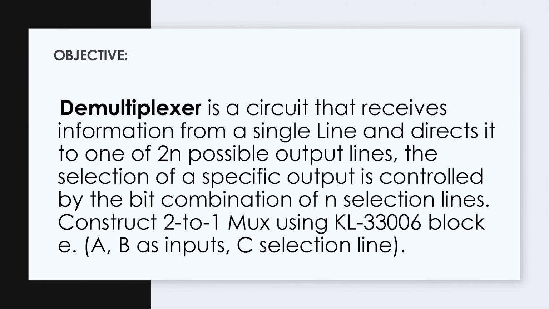And now we'll see the objective of a demultiplexer. A demultiplexer is a circuit that receives information from a single line and directs it to one of 2^n possible output lines. The selection of a specific output is controlled by the bit combination of n selection lines.